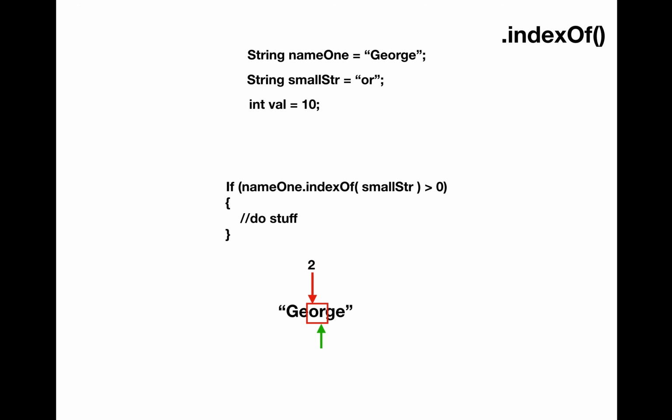Again, remember that when we're looking at whether something exists, like a small string in a bigger string, a letter in a word, a word in a sentence, or a sentence in a paragraph, if we look for the index of the small string in the bigger string and that returns something that's greater than 0, then that means we were able to find it in there, and we can go ahead and do stuff because we found it.